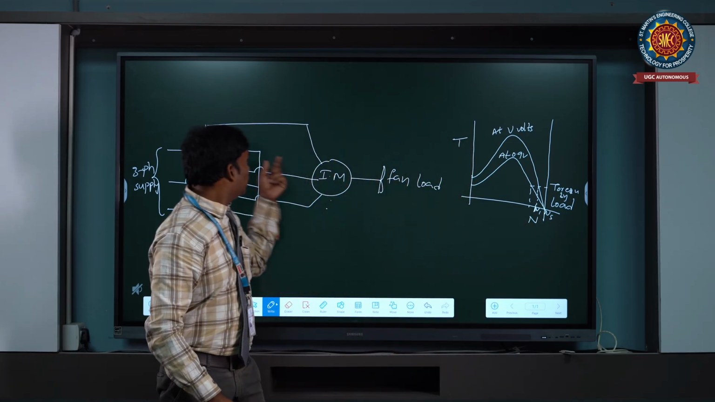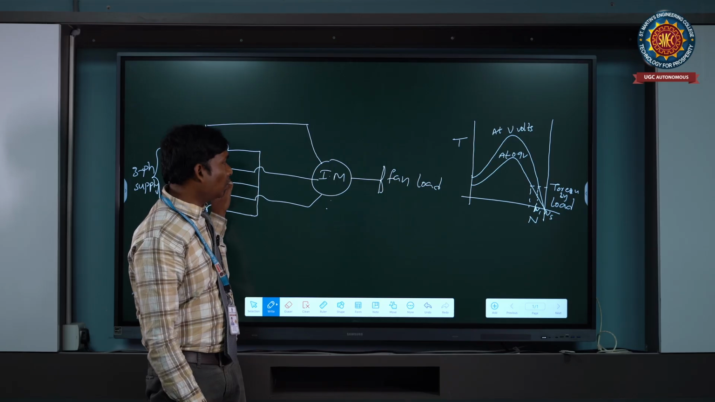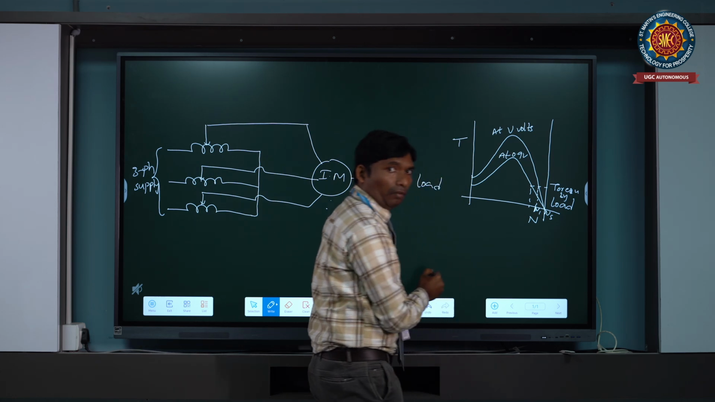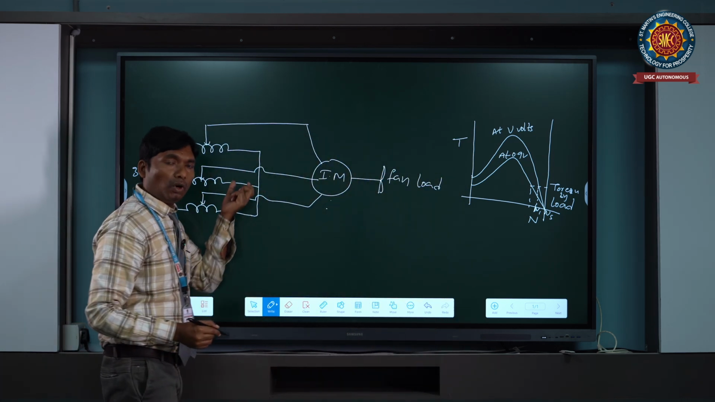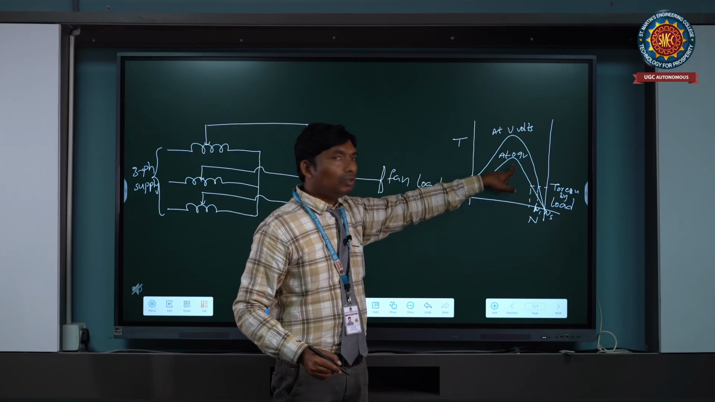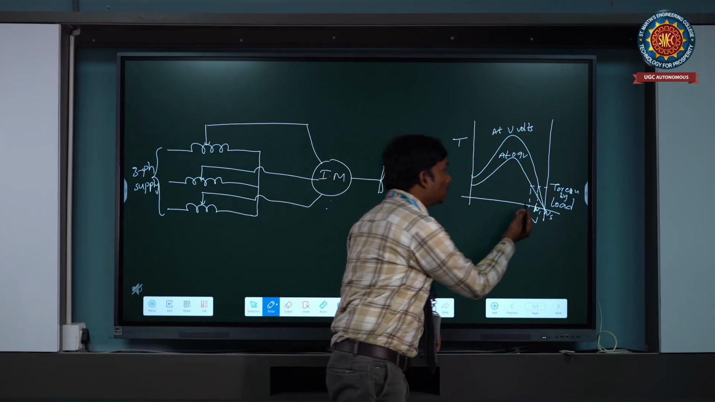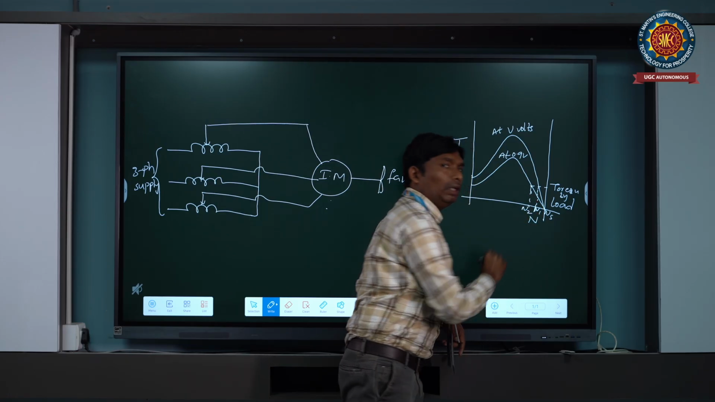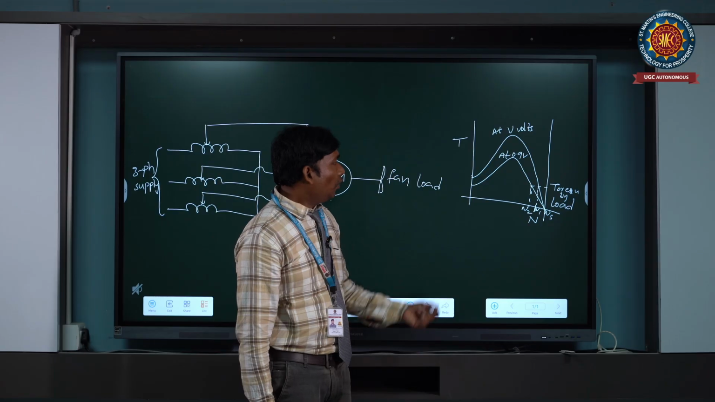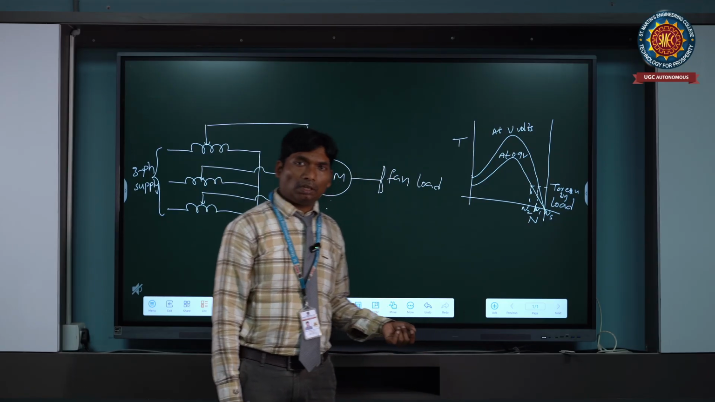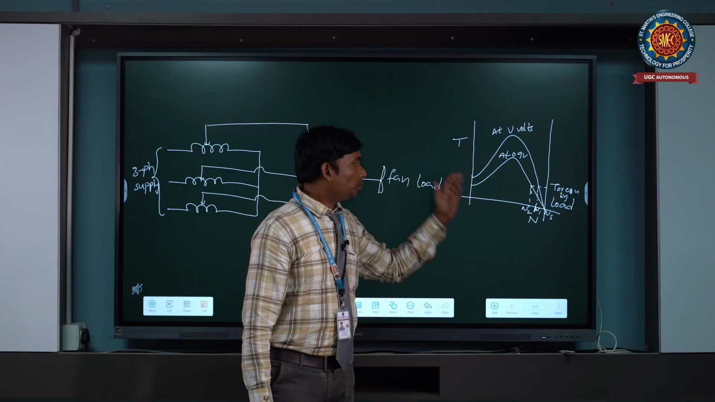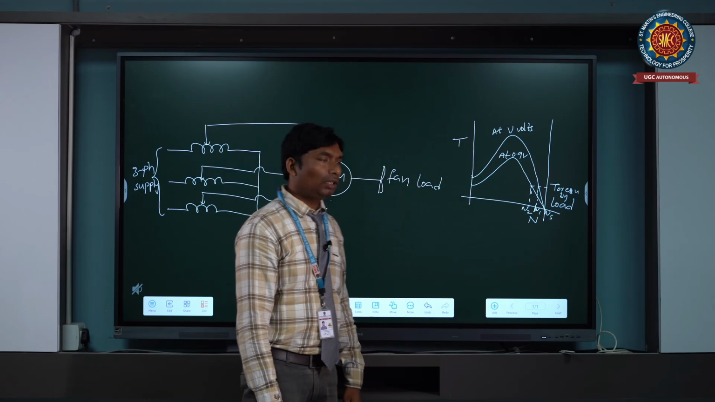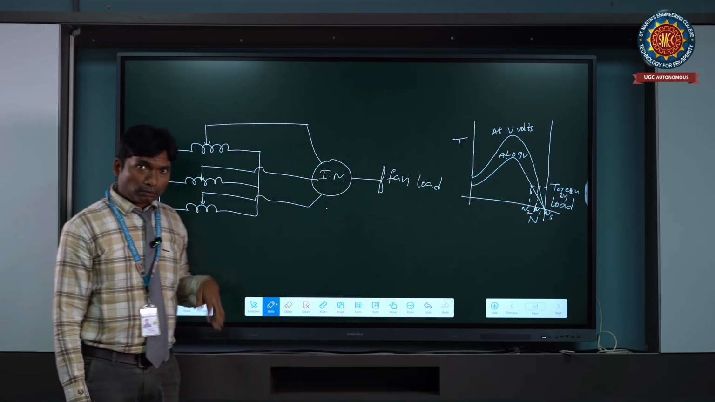When I am applying V volts by varying the three-phase auto transformer to the induction motor, the speed of the induction motor is N1. When I am decreasing the voltage from V volts to 0.9 V, the speed of the induction motor also decreases from N1 to N2. In this way, we can control the speed of the induction motor. If we increase the voltage, the speed of the induction motor will increase. If we decrease the voltage, the speed will decrease.